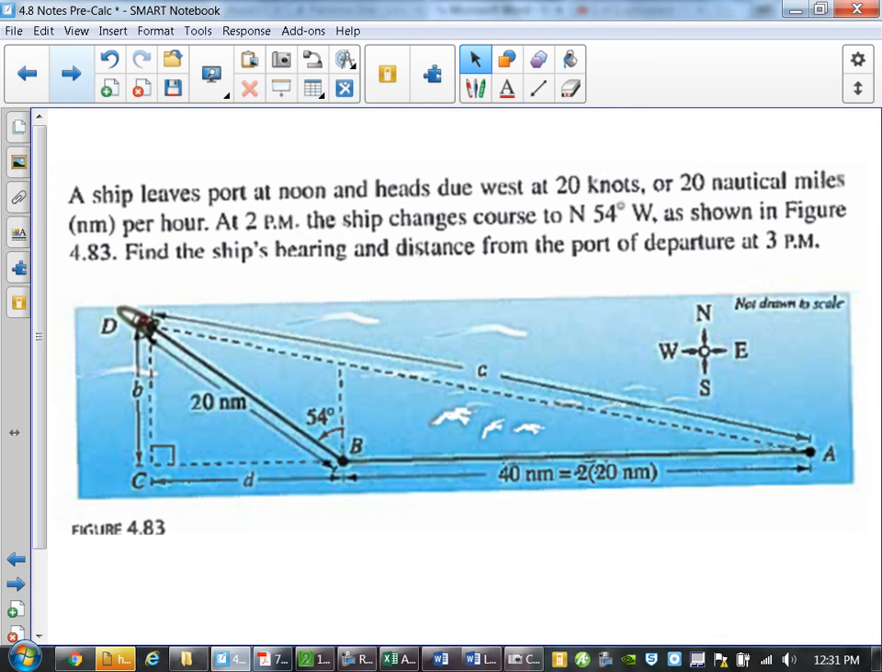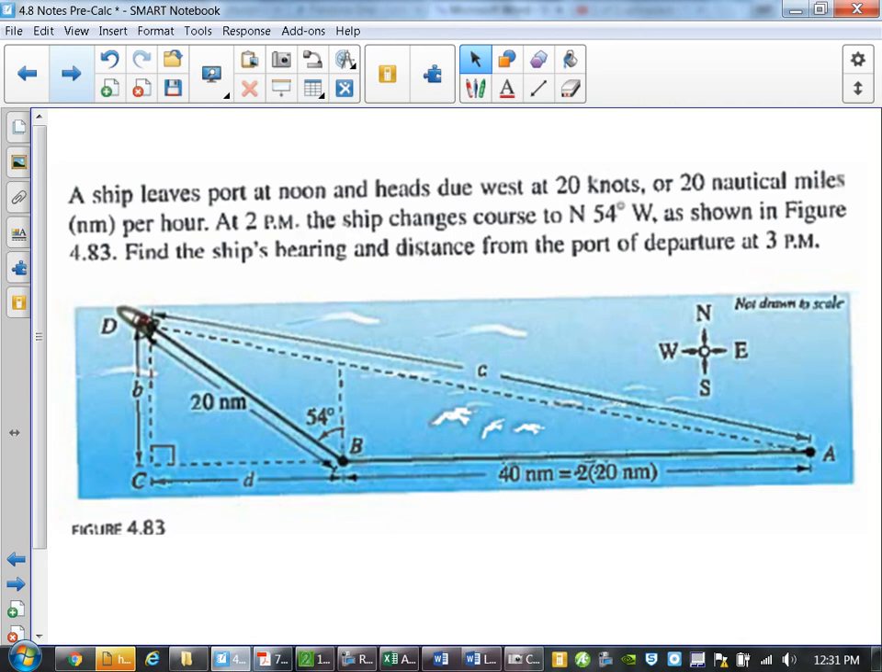A ship leaves port at noon and heads due west at 20 knots, or 20 nautical miles per hour. A knot was a way that they figured out how fast they were going by tying knots in a rope and just watching how fast they were going past the boat, and they would count it over a specific time frame. I don't know how it worked, but it did. It's crazy.